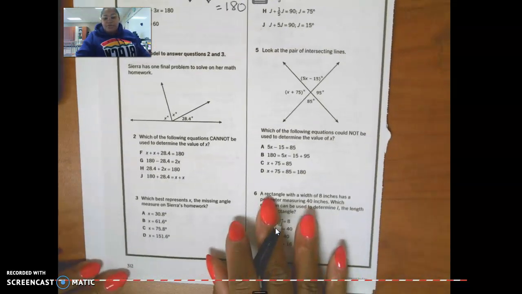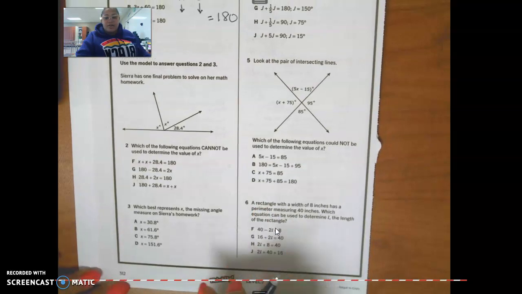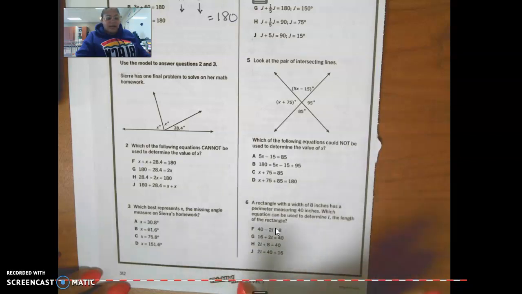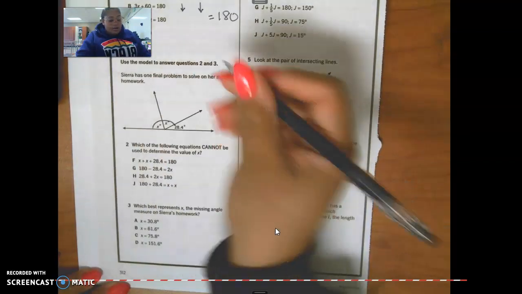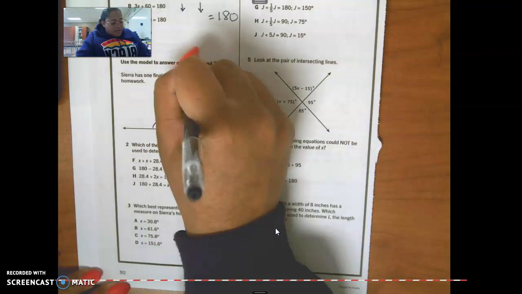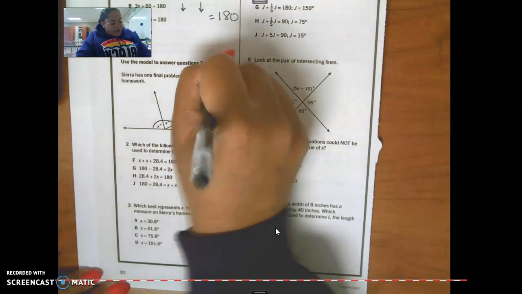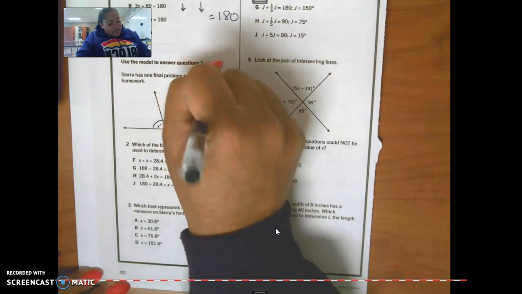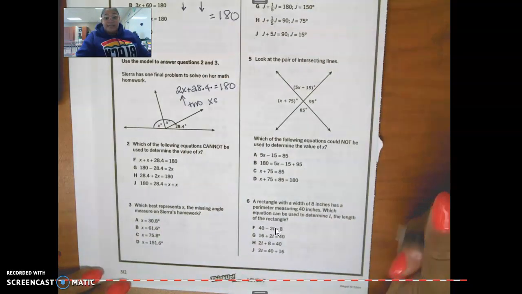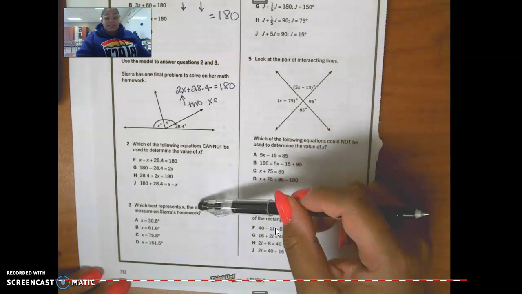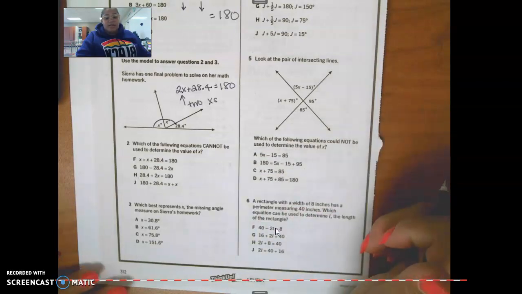Number 2, use the model to answer questions 2 and 3. Sierra has one final problem to solve on her math homework. Which of the following equations cannot be used to determine the value of x? So here I have 2 x's and they're the same because they're the same letter. So 2 x's plus 28.4 equals 180. This is 2 x's. Keep in mind that there's going to be some equations that look like this, and there's going to be one that looks wrong, and it is not going to be true.